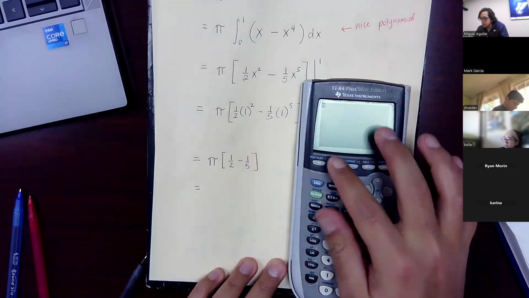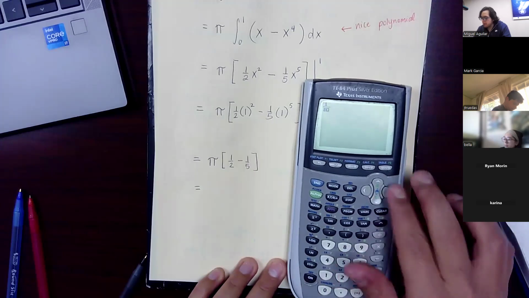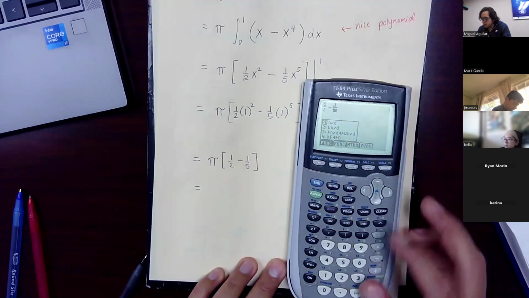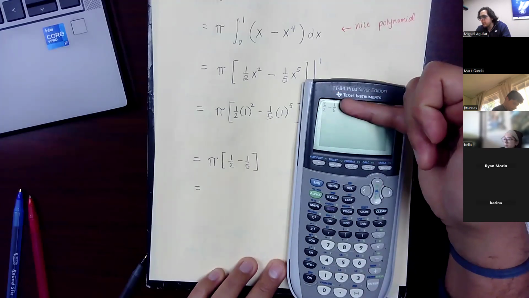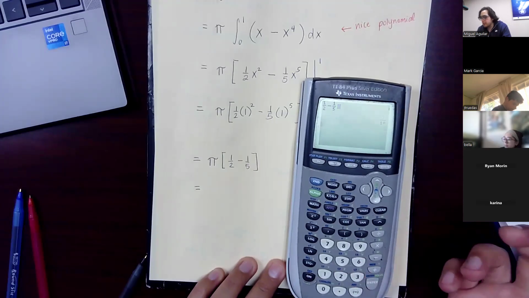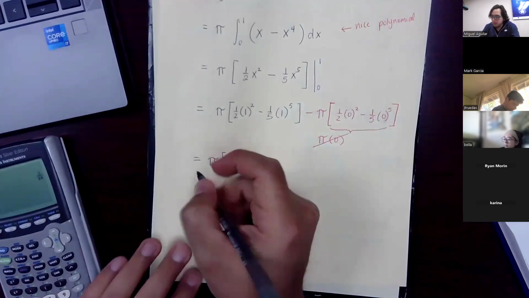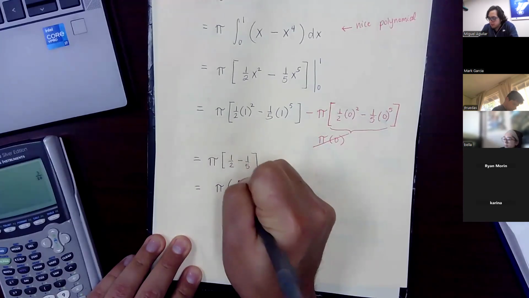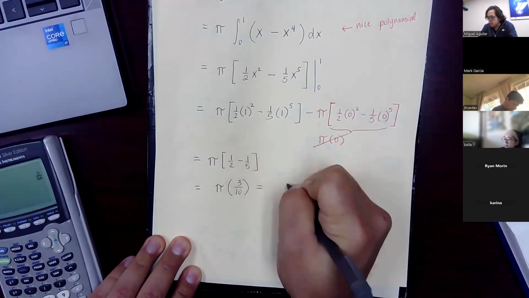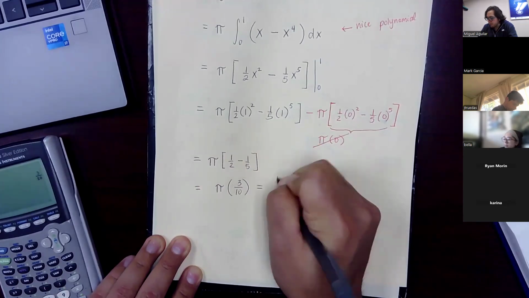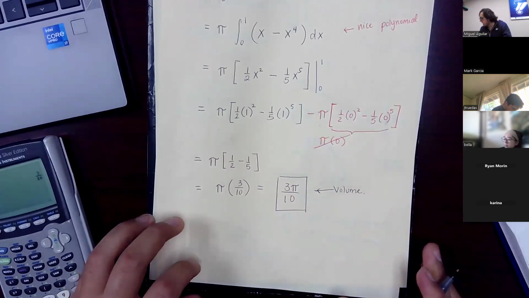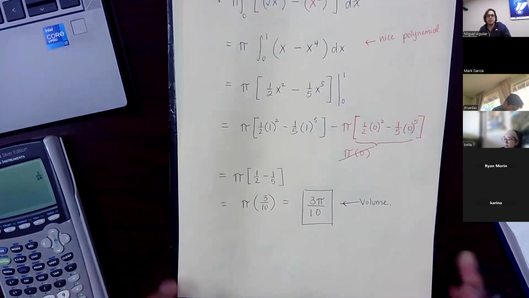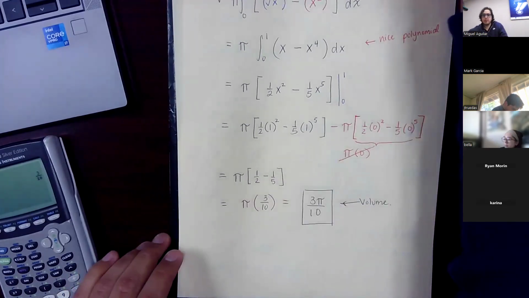So this is just going to be what? 1/2 minus 1/5, which would be what? So 5/10 minus 2/10, 3/10, pi times 3/10, which is just equal to 3 pi over 10. And that's the volume of that pretty interesting shape that we found. Okay.